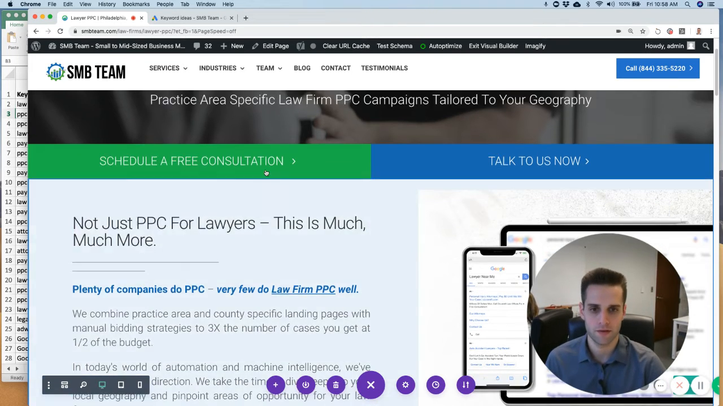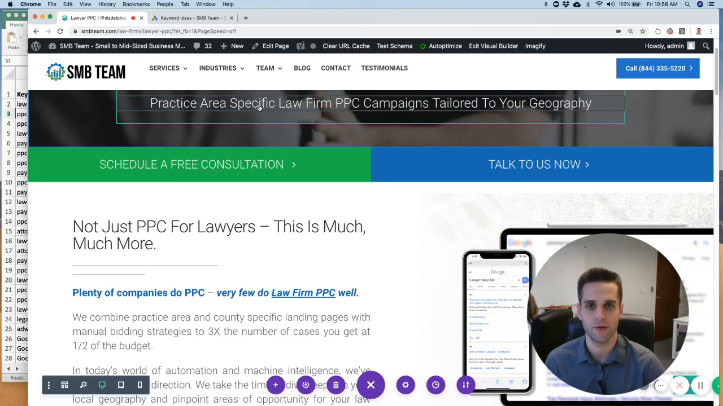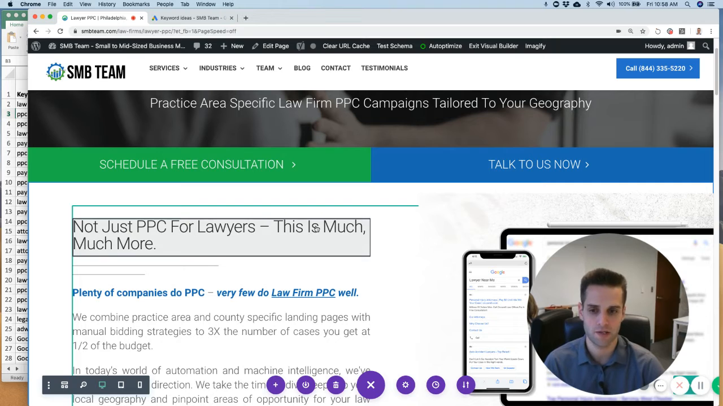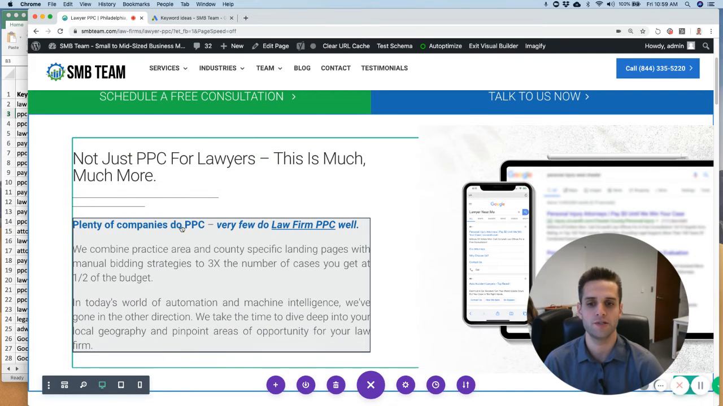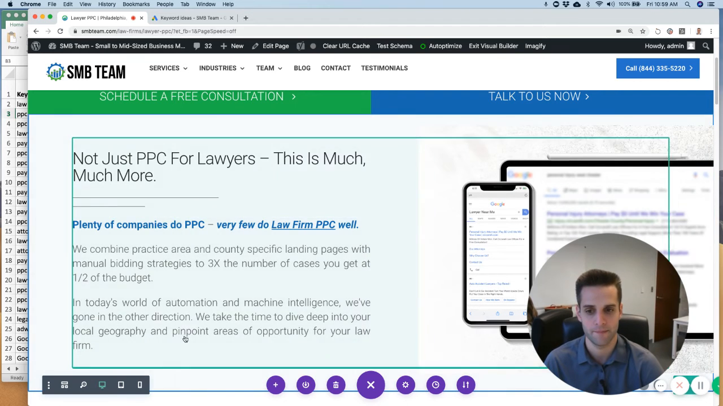Now the mistake a lot of people make when they're doing on-page SEO is they miss valuable real estate for keywords. There's nothing bad about throwing keyword spice on your service pages, okay, just to get it to rank on Google Maps. Some people would just put here, not just PPC, this is much, much more. But that's an opportunity for you to say PPC for lawyers. Just by adding those 2 words, there's an increased chance that Google's going to rank you for that keyword, okay? Then we have plenty of companies do PPC, very few do law firm PPC well. So that's the second time we mentioned that, okay?